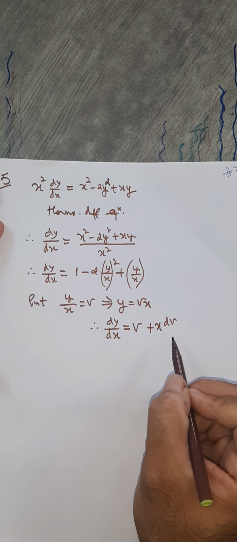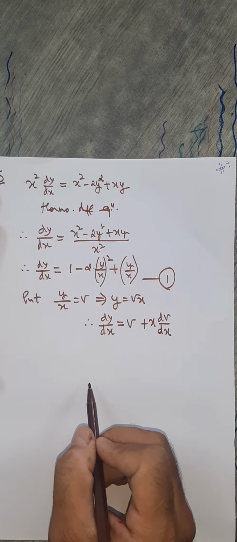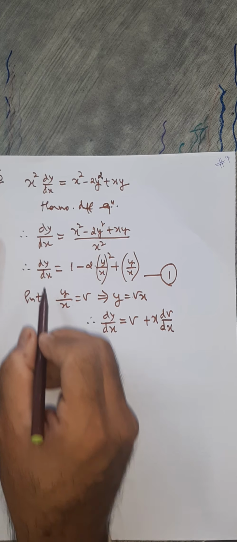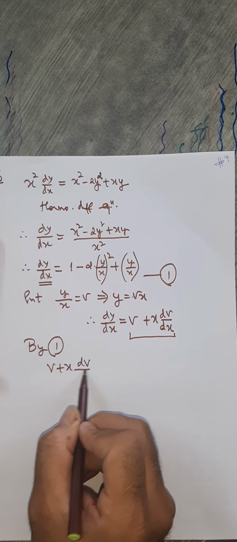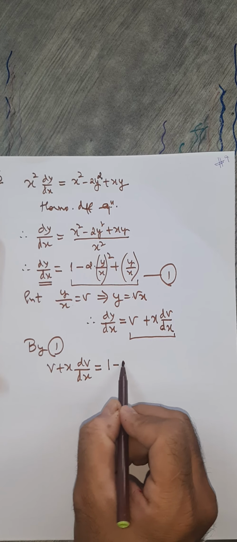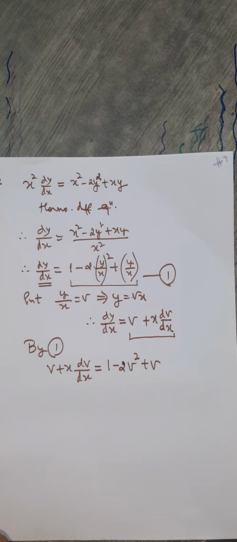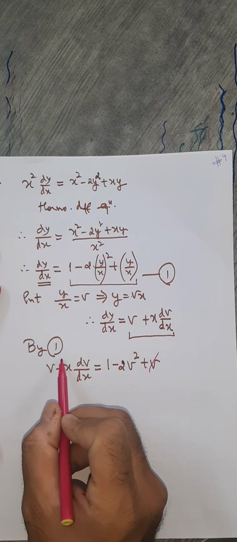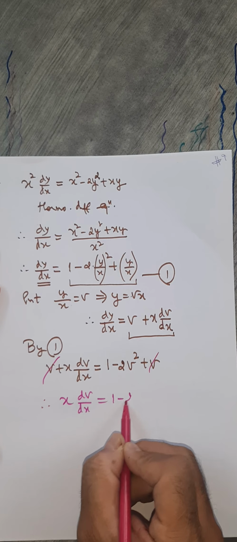Differentiation of v with respect to x, that is dv/dx. Call this as 1 and you write by 1. So by 1 here, what is the left hand side? It is this much, that is v + x dv/dx. Go to the right hand side, this one: 1 as it is, minus 2 times, this is nothing but v², plus what is this, v. Fine. Now you take this v on the right hand side, so v will get cancelled. So we are getting x dv/dx equals 1 − 2v².